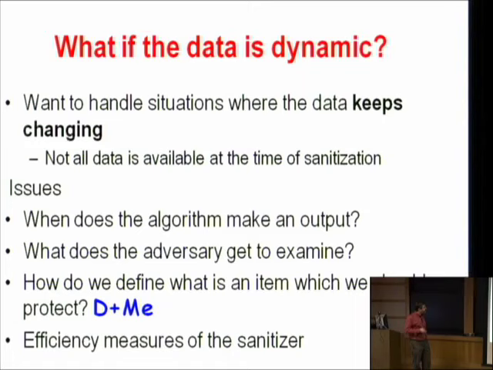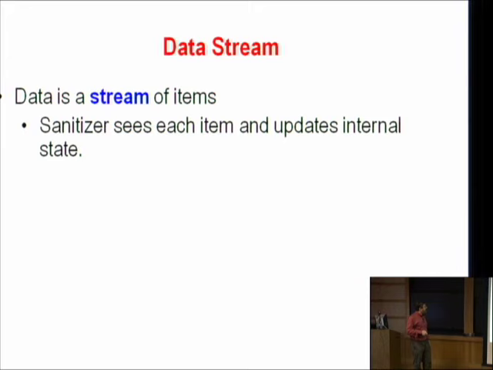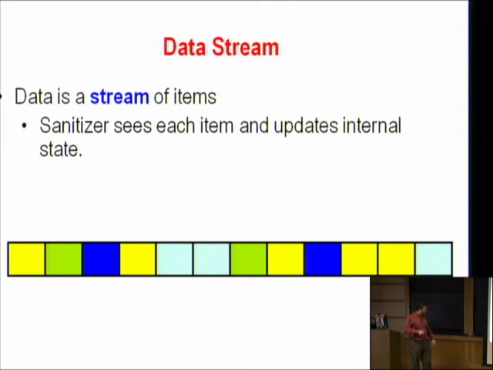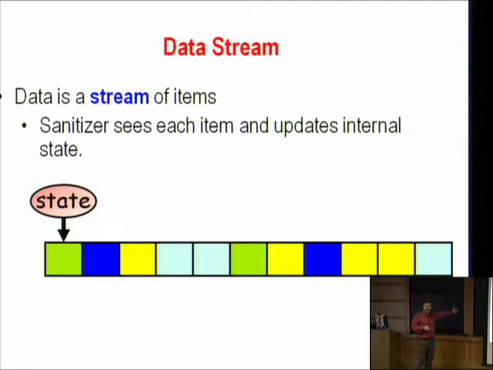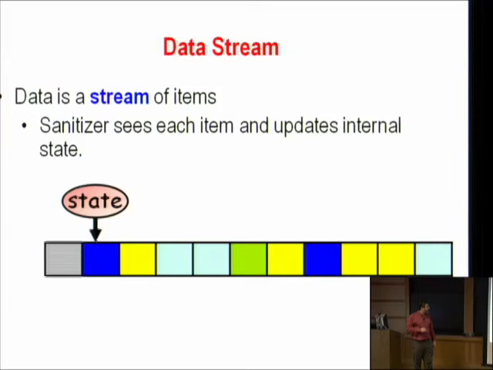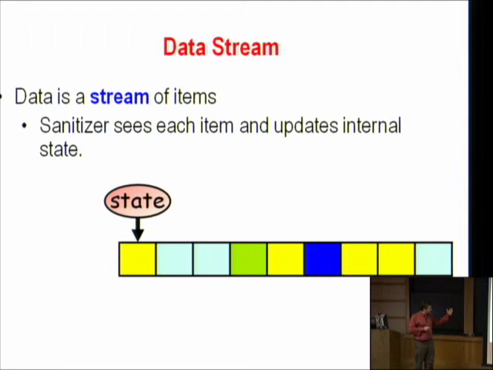So in general, we'll think of the data as being a stream of items. The sanitizer sees each item and has to update its internal state. So this is the data, and the sanitizer has some state. It examines the first piece of data. Then this piece of data is gone, unless it stores it or does something. And so on. The sanitizer just sees the data items one at a time and has to decide what to do. It does something to its internal state, perhaps outputs something, but it sees the items one at a time and has to make a decision.